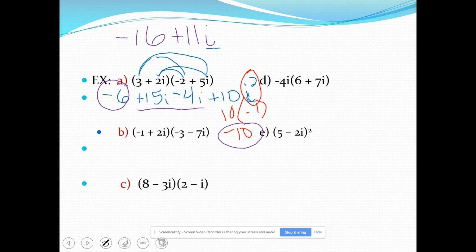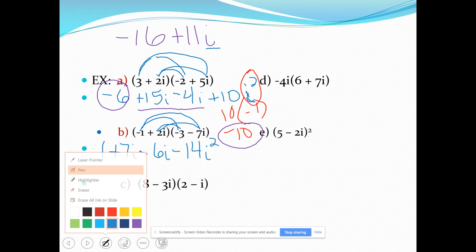Example B. -1 times -3 is positive 1. -1 times -7i is positive 7i. 2i times -3 is -6i. And 2i times -7i. So 2 times -7 is -14. And i times i is i squared.